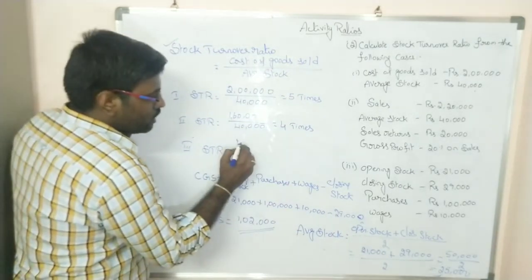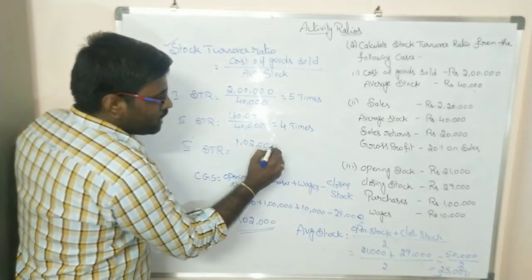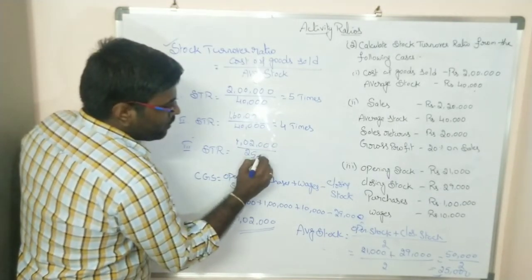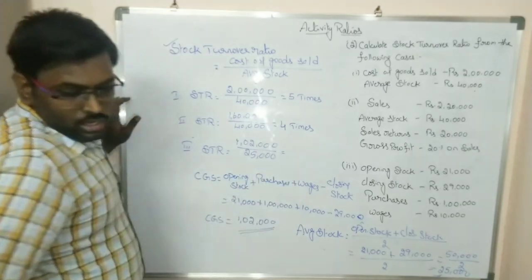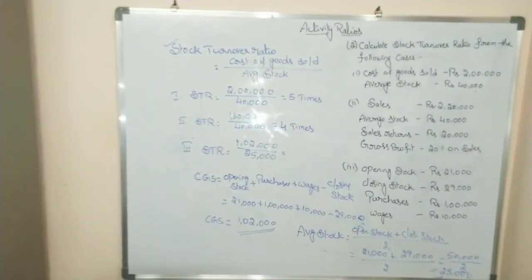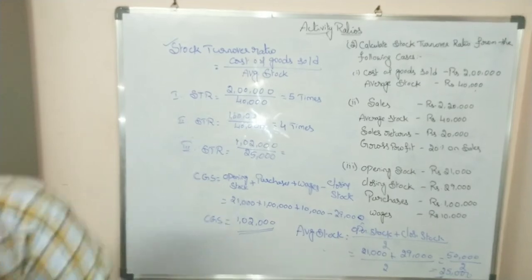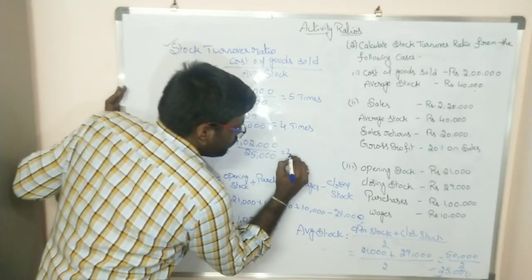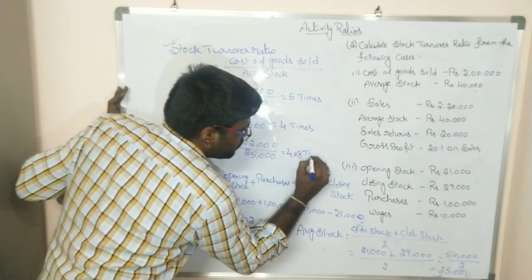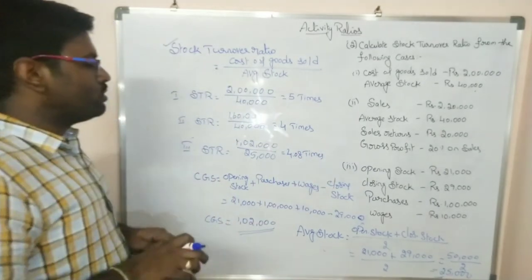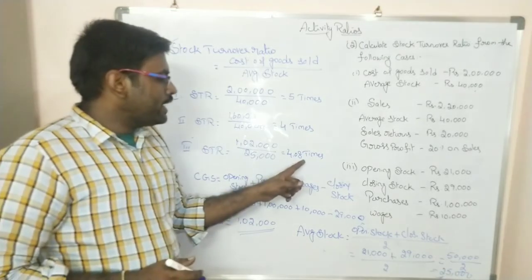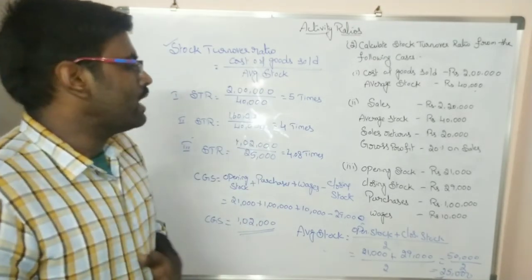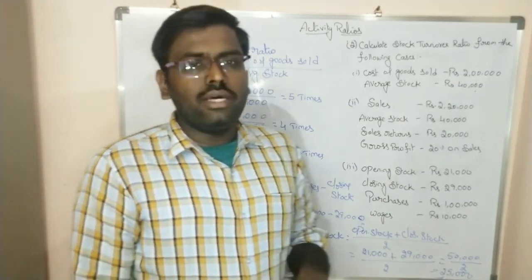So now we have both cost of goods sold and the average stock. Cost of goods sold is 1,02,000 divided by average stock, which is 25,000. So the total stock turnover ratio will become 4.08 times. Means the cost of goods sold is 4.08 times more than the average stock. So this is how we calculate the stock turnover ratio.